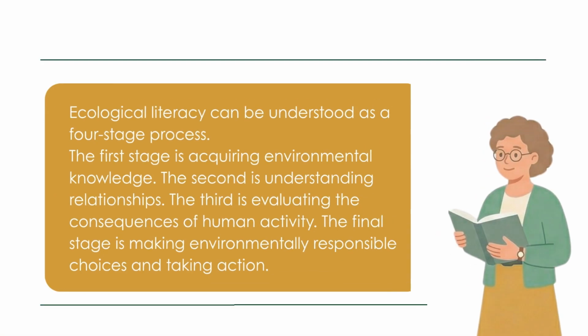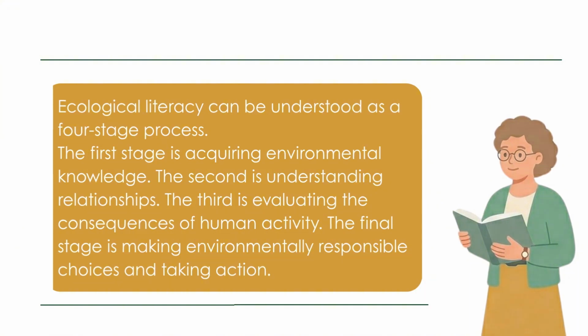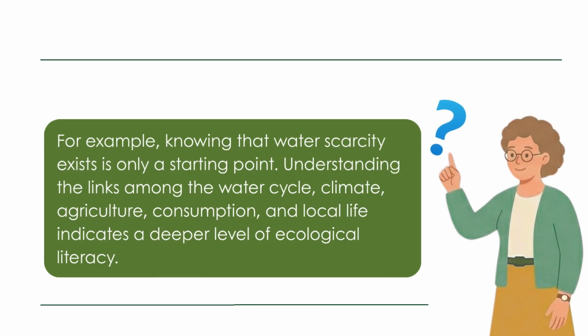Act. Ecological literacy can be understood as a four-stage process. The first stage is acquiring environmental knowledge. The second is understanding relationships. The third is evaluating the consequences of human activity. The final stage is making environmentally responsible choices and taking action. For example, knowing that water scarcity exists is only a starting point. Understanding the links among the water cycle, climate, agriculture, consumption, and local life indicates a deeper level of ecological literacy.